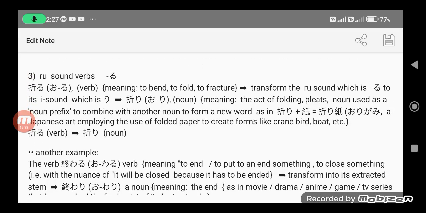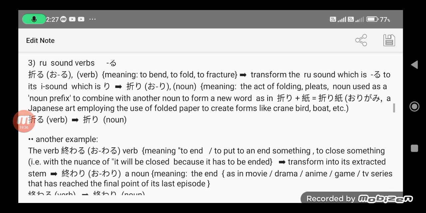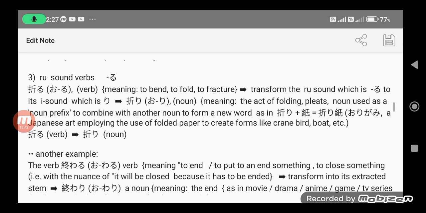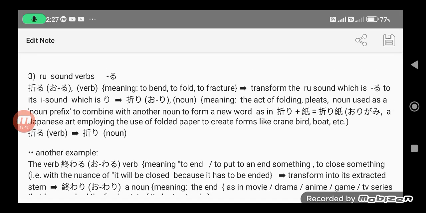And now number 3, the ru sound. Take note, not ru-verbs as in classifying verbs by conjugation, but ru sound in Godan, because there are u-verbs, or Godan verbs, that end in ru. Believe it or not, there are Godan verbs or u-verbs that end in ru, and we call them ru sound verbs. Example, oru. Oru is a verb.